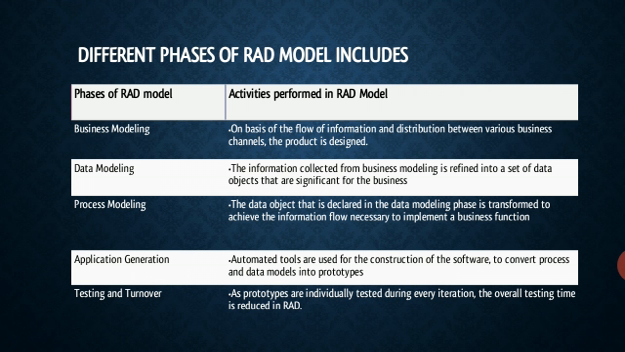Automated tools are used for the construction of the software to convert process and data models into prototypes in the application generation phase. In the last phase, that is the testing and turnover phase, as the prototypes are individually tested during every iteration, the overall testing time is reduced in RAD.